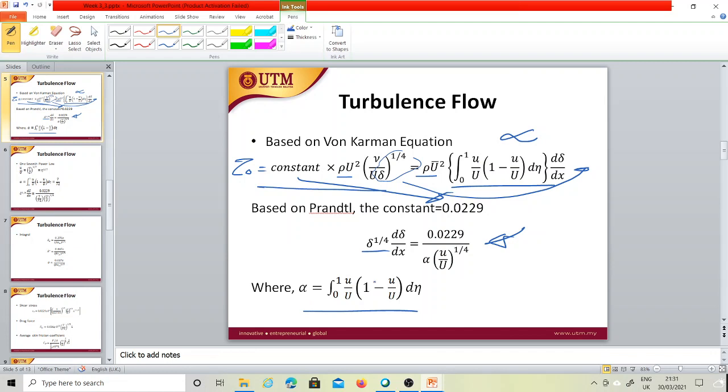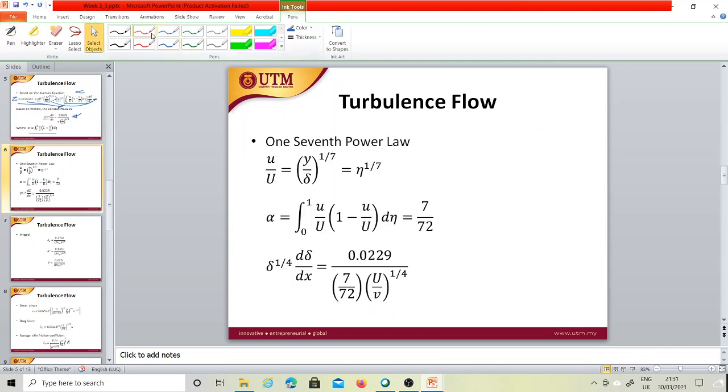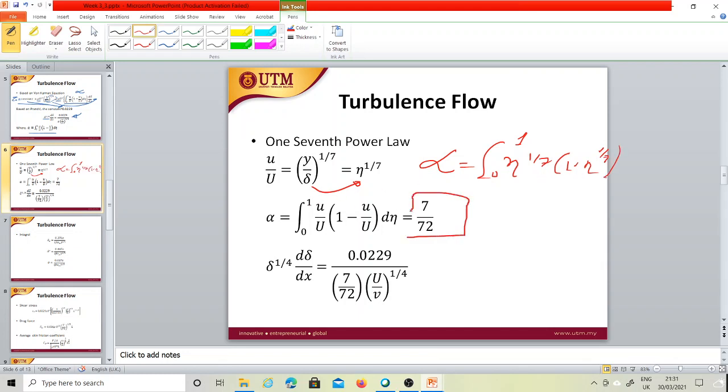Now what you need to do, this alpha you need to find out for your turbulent flow. Okay, so you know that u by u infinity in this case is y by delta to the power 1 by 7. So y by delta in this case is actually eta. So alpha should be what you will get. This is u by u naught, right? So this is eta to the power 1 by 7, 1 minus eta to the power 1 by 7. You integrate this one, put the values, and then if you simplify, you will get this.